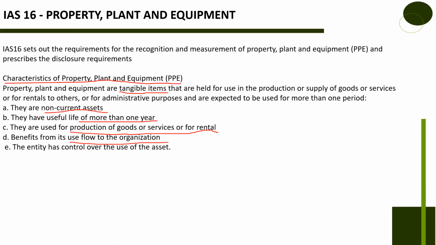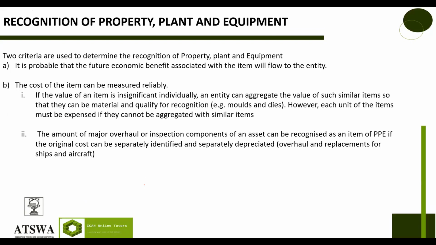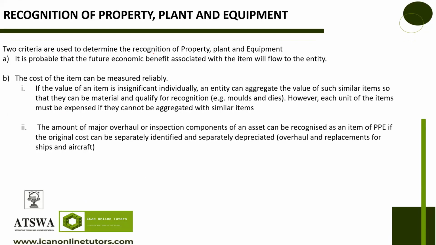Number 5 is that the entity has control over the use of the asset. Now, let's look at what is the recognition criteria. How do we recognize that this is property, plant, and equipment? There are two criteria to be used. Two criteria are to be used to determine how we can recognize property, plant, and equipment.